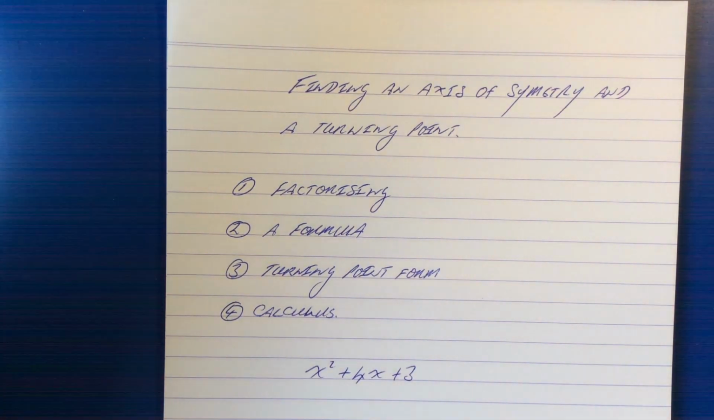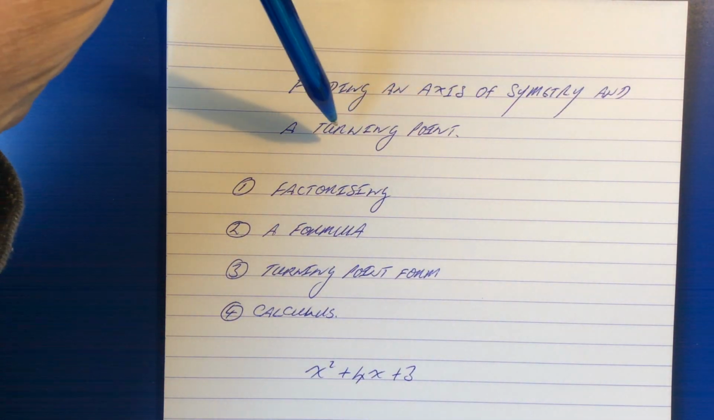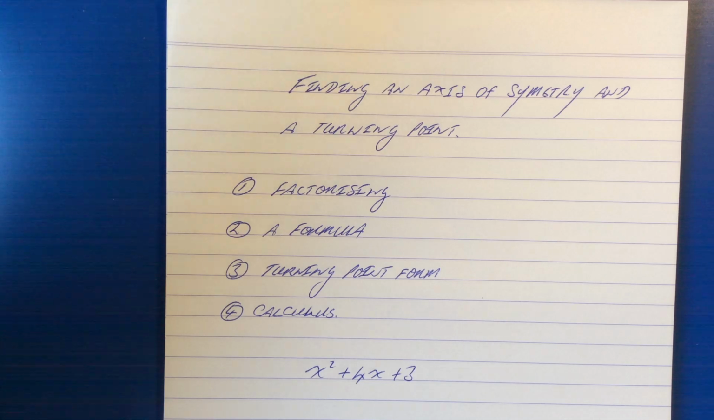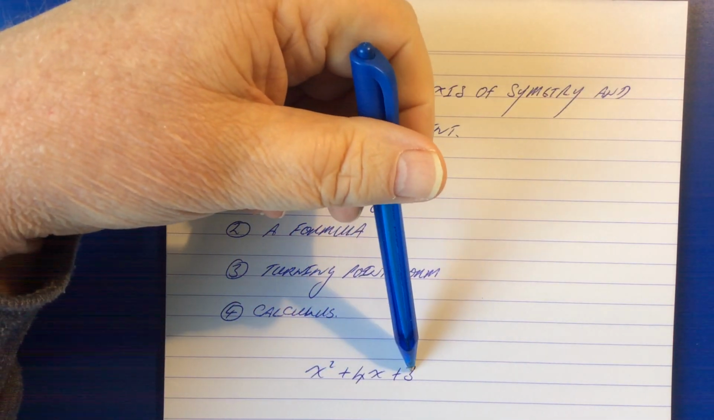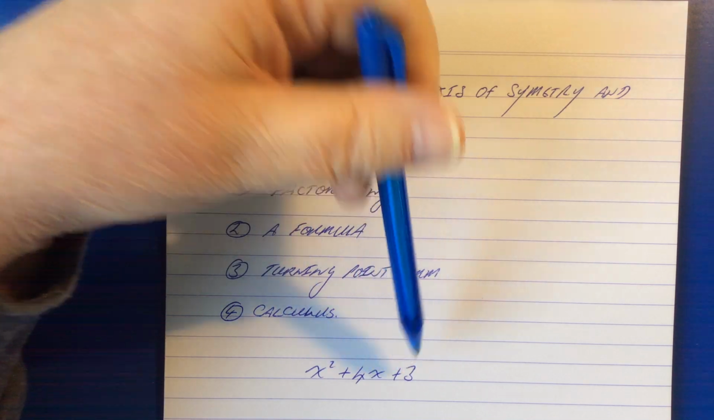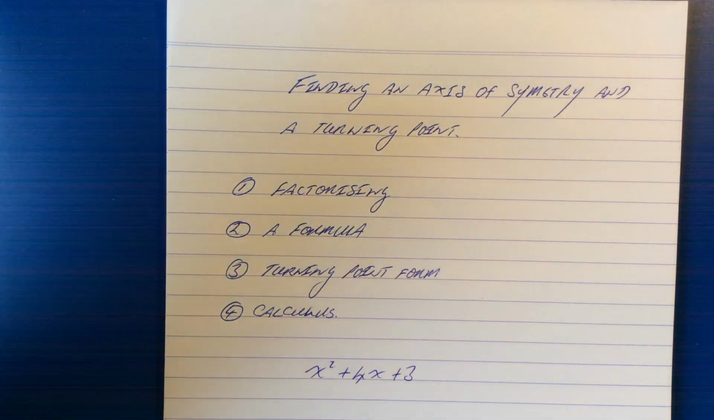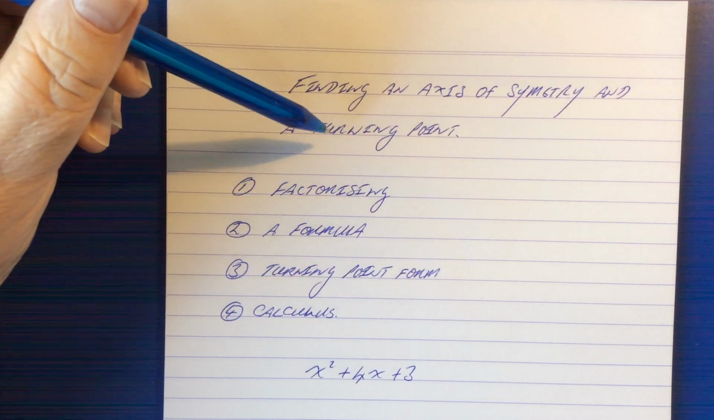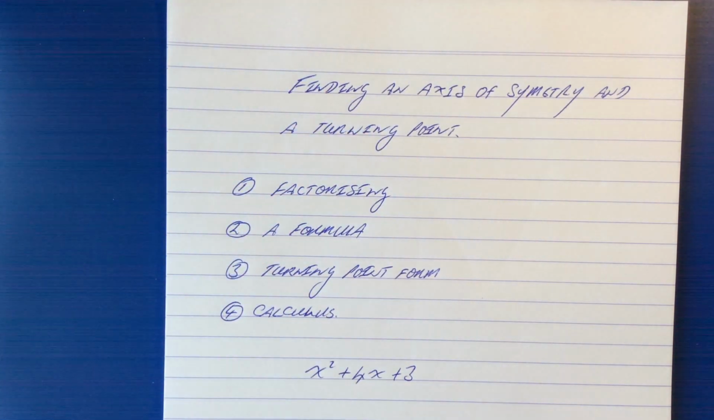Today we're in the business of finding an axis of symmetry and a turning point. And we're dealing in the realms of quadratics and parabolas. And I've got a sample quadratic down here, x squared plus 4x plus 3. And I'm just going to go through the various ways in which we can find the turning point and or the axis of symmetry for the graph that this generates.